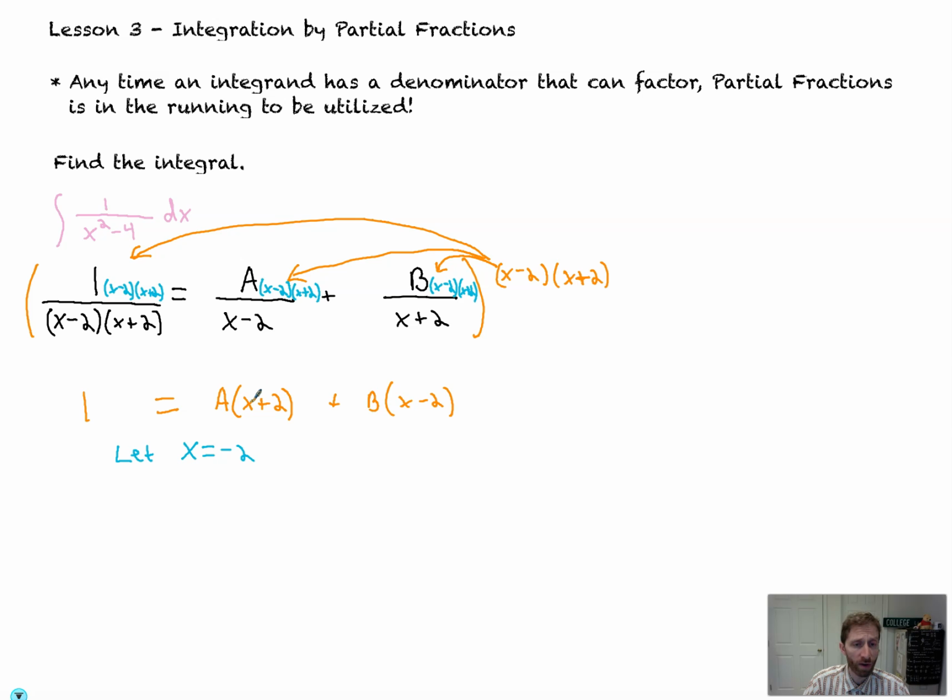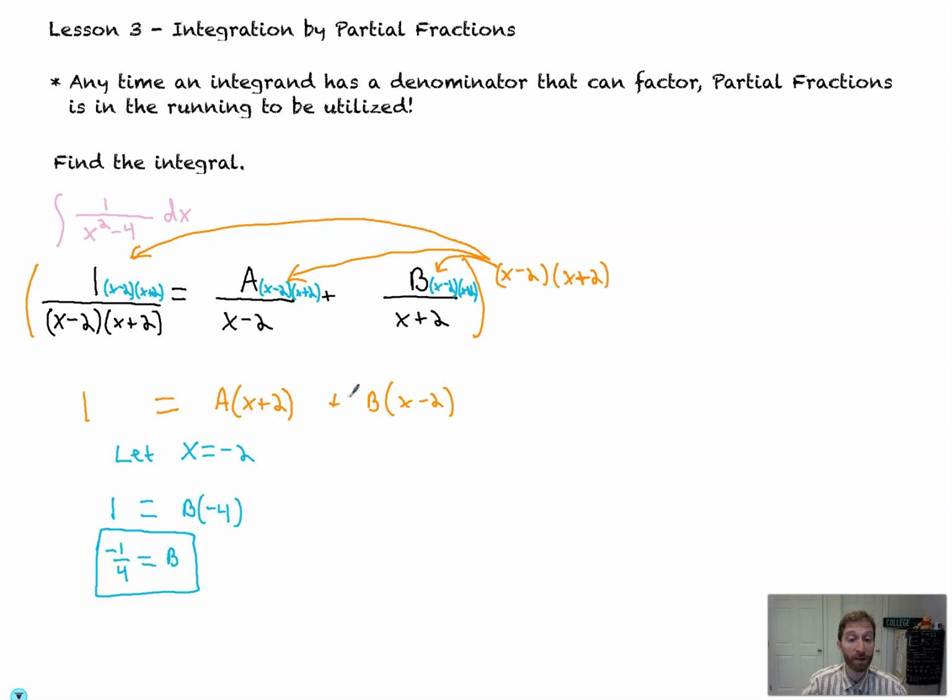This is going to go to 0. Negative 2 plus 2 is 0. We're left with 1 equals 0 plus b times negative 4. Negative 2 minus 2 is that negative 4. Then you solve by dividing both sides by negative 4. You get negative 1/4 equals b. Nice. So your b value is negative 1/4.